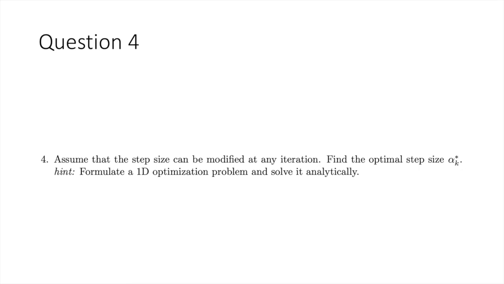So let's assume that the step size can be modified at any iteration of the gradient descent algorithm. Let's find the optimal step size at iteration k, and let's call it alpha star k. I encourage you to try to solve it yourself and then view the solution.